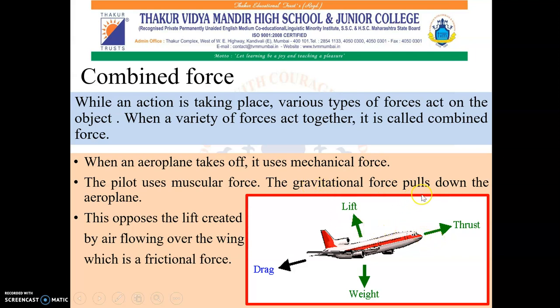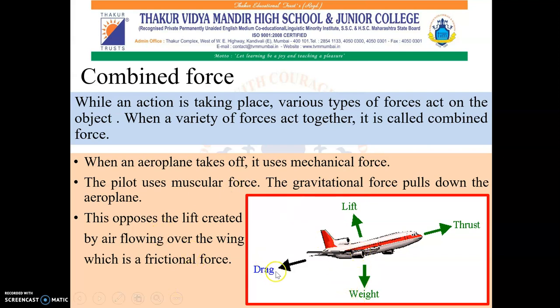The gravitational force pulls down the aeroplane. Because of the weight of the aeroplane, the gravitational force is equal to the weight, right? So because of that, the aeroplane is being pulled down towards the earth.